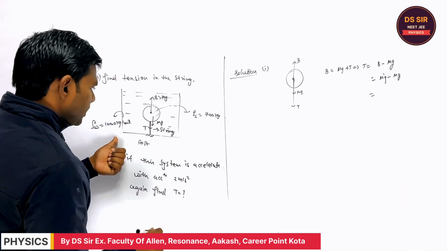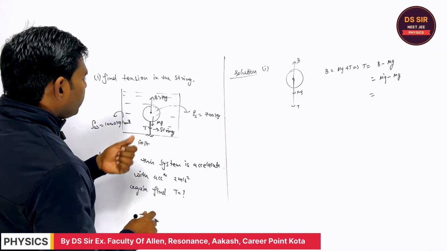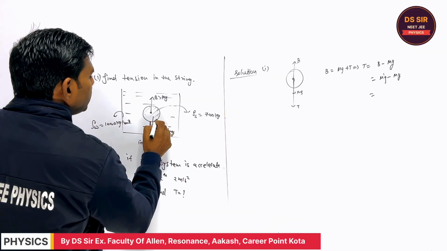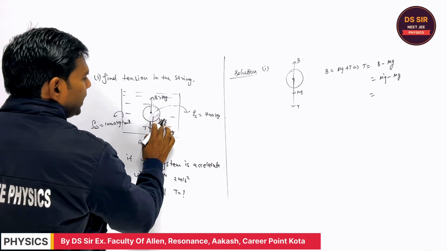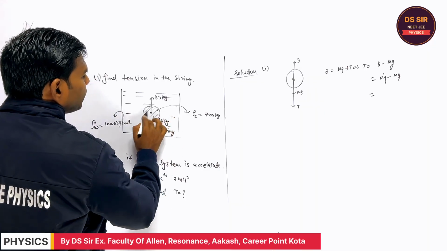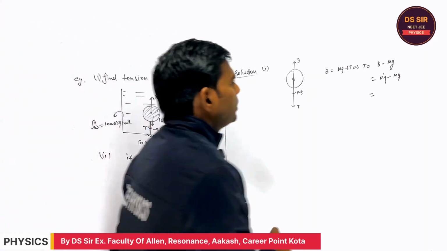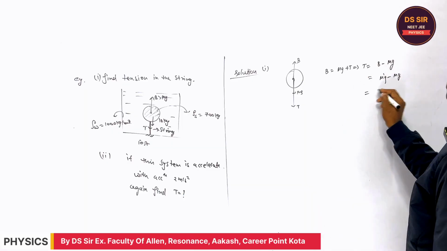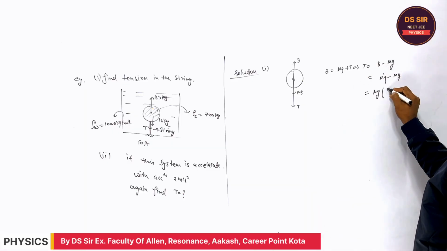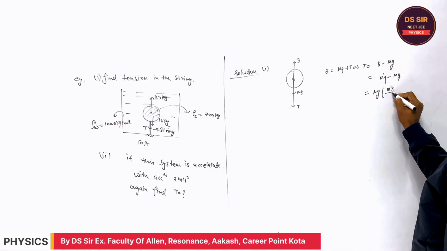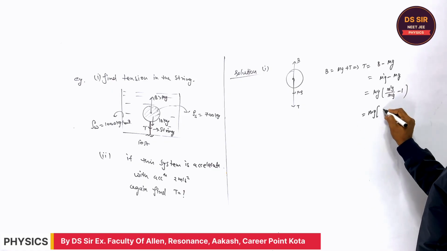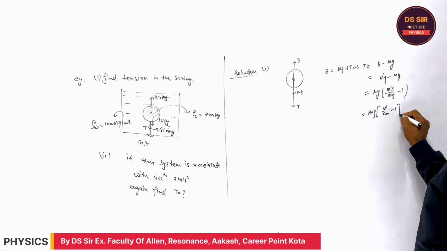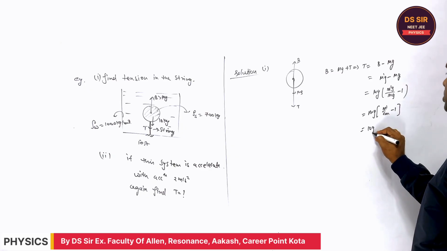Wait for 1 minute. The m is not given. You can assume the mass of this solid sphere is 10 kg, right? So if you take mg common, it is mg times (m dash upon m minus 1). The m is 10g.